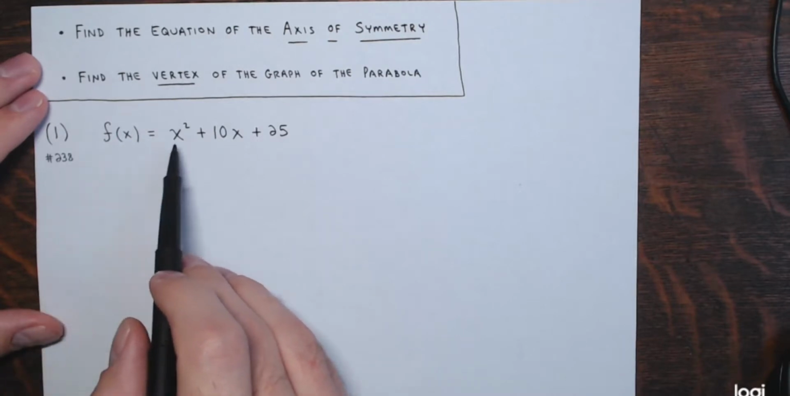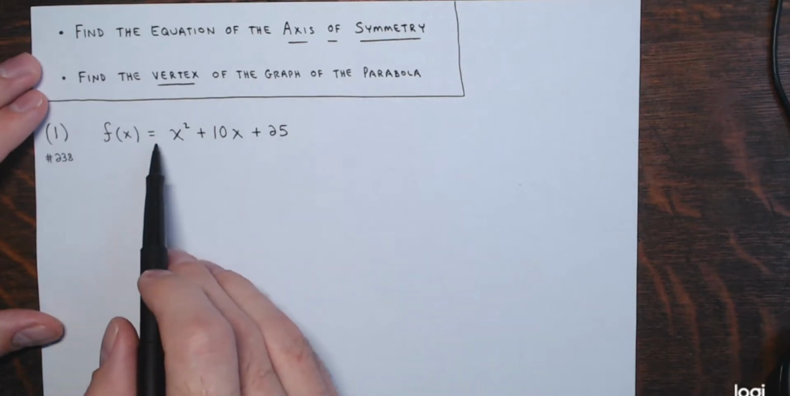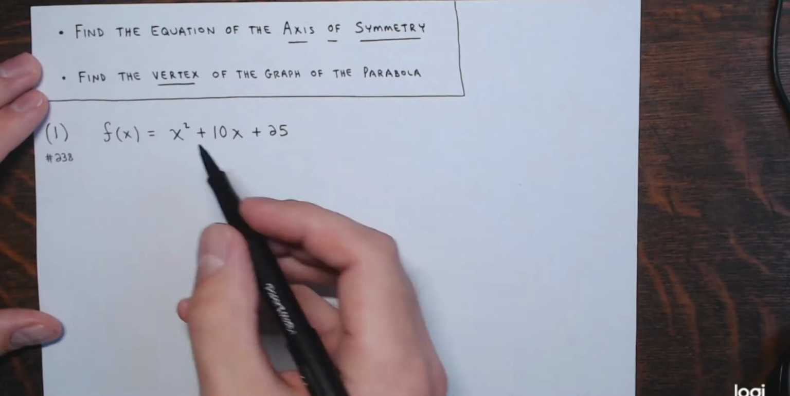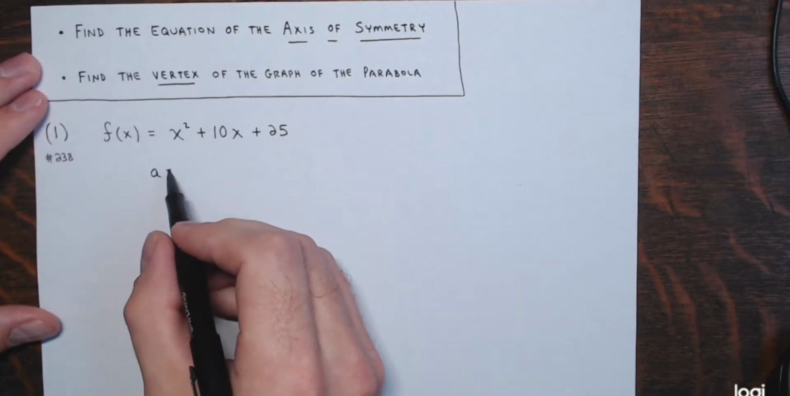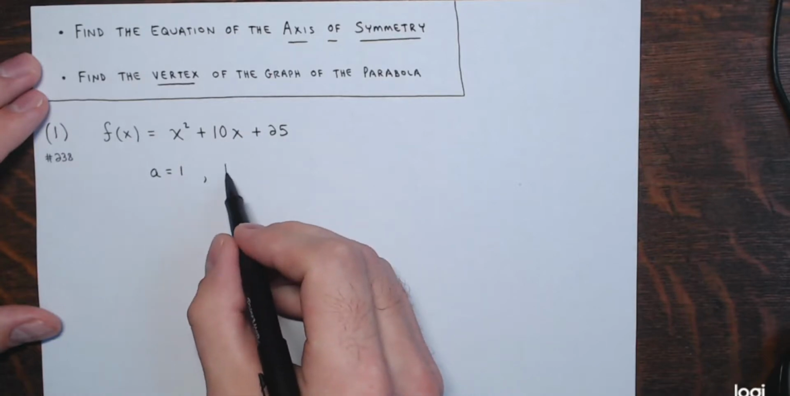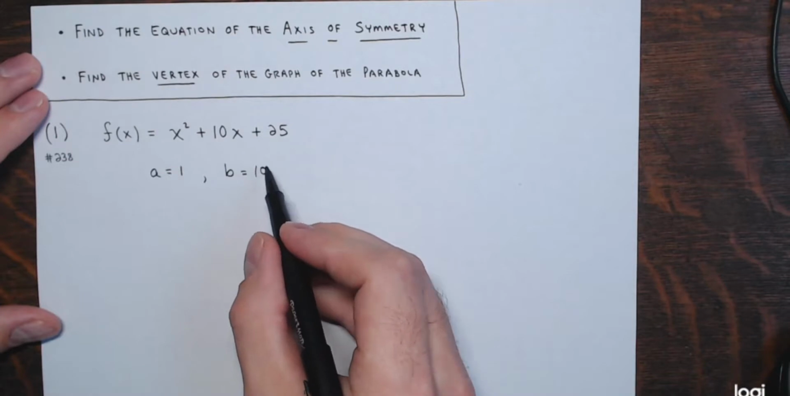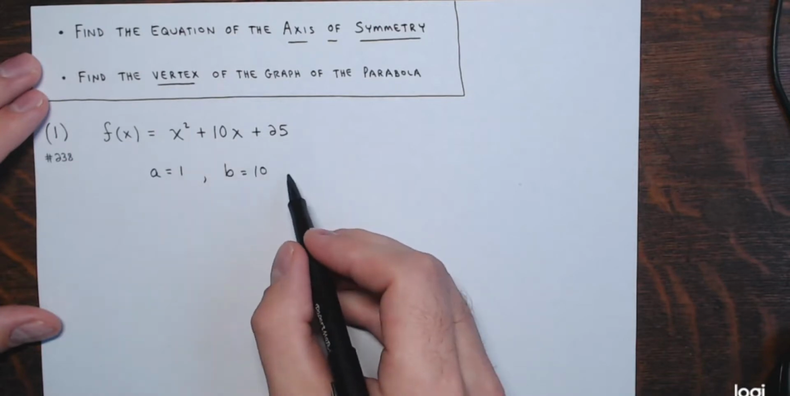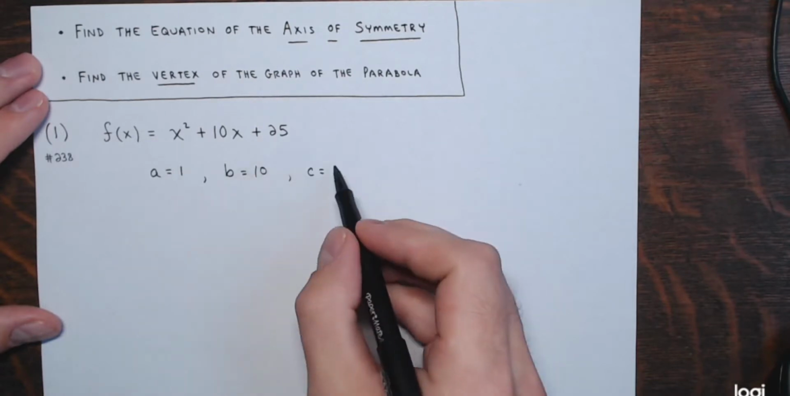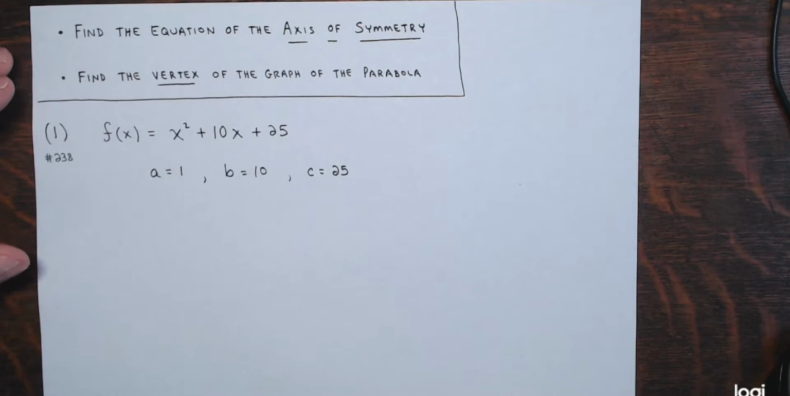All right, so number 1, exercise 238 in the text. We're given a standard quadratic polynomial here. f of x equals 1x squared plus 10x plus 25. So the value of a would be 1, the quadratic coefficient. The value of b would be positive 10, the linear coefficient. And the value of c, which really doesn't matter, would be 25. The value of c does not matter when finding the axis of symmetry.